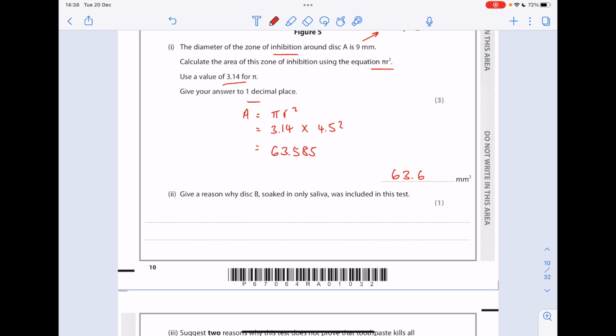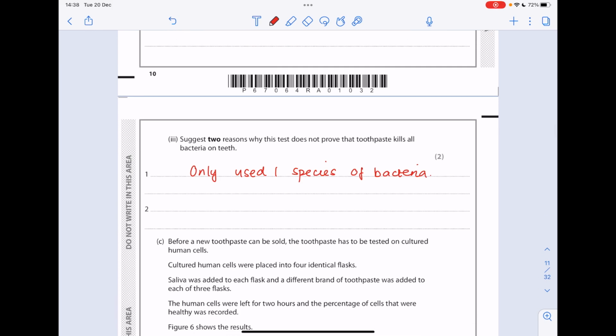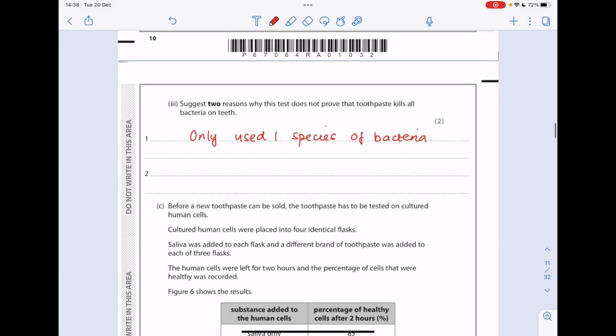Give a reason why disc B, soaked in only saliva, was included in this test to act as a control. Suggest 2 reasons why this test does not prove that toothpaste kills all bacteria on the teeth. Well, first of all, they only used 1 species of bacteria. And also the conditions in the mouth are going to be very different. Like it says on teeth, but we don't have any teeth here.